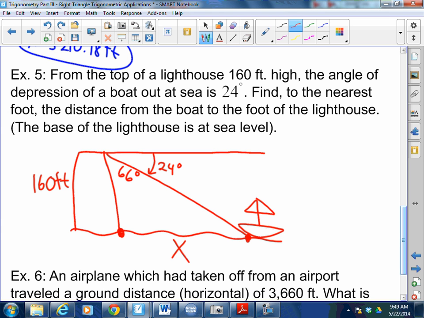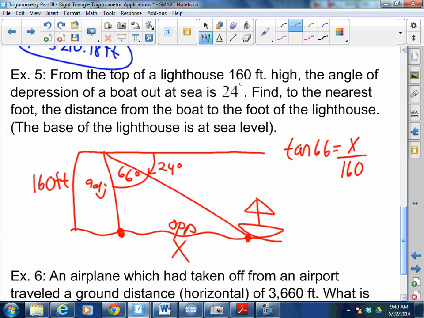And again, in this case, what is side x from 66? That is my opposite. And what is my height from 66? Adjacent. Who am I going to use? Tangent. Tangent of 66 degrees equals opposite over adjacent.